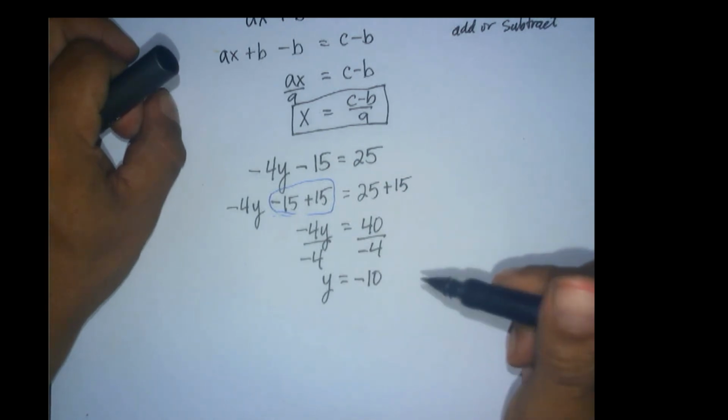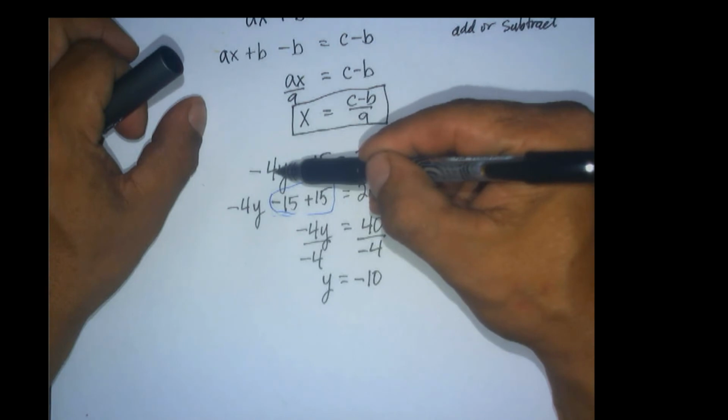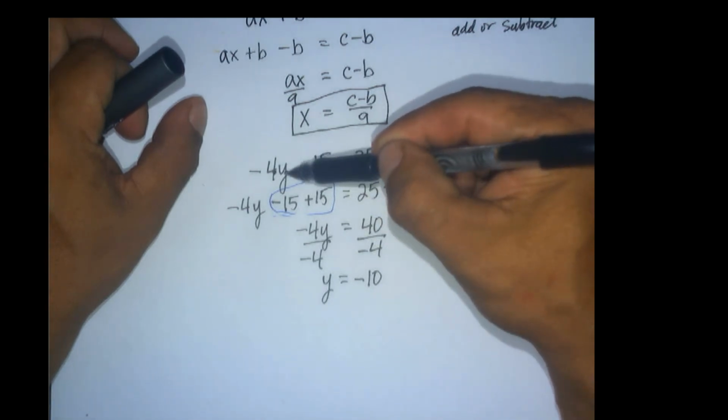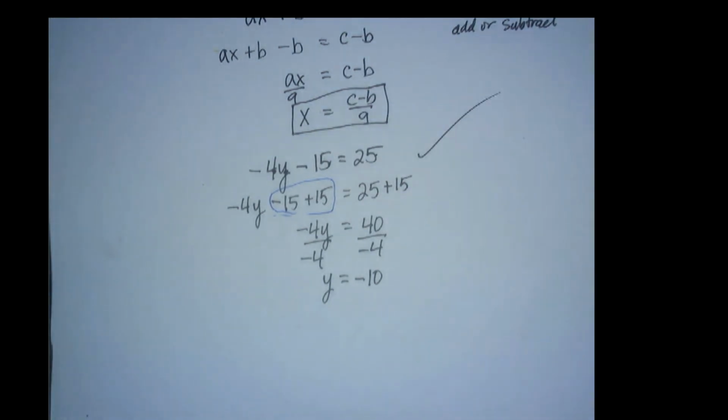Yes. Okay, so if I plug in negative 10 here, negative 10 times negative 4 is 40. Right? 40 minus 15 is 25. Checks. Okay. Always check your work. That's what's great about equations. You can always check your work by plugging it back in.